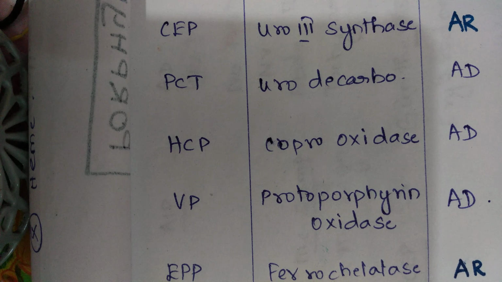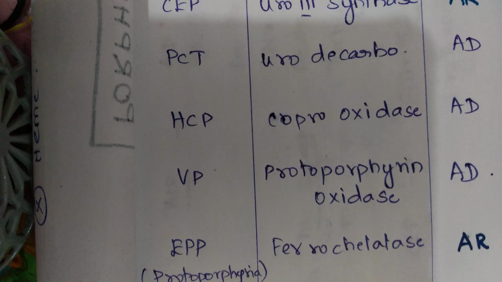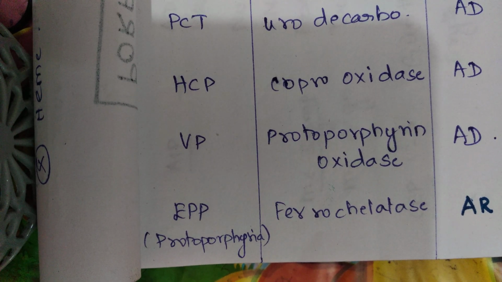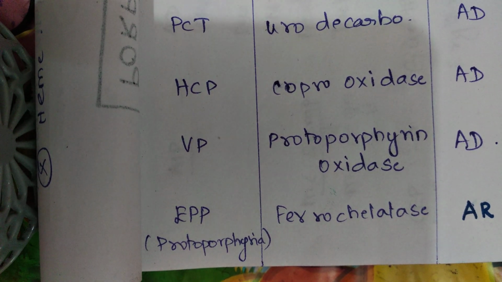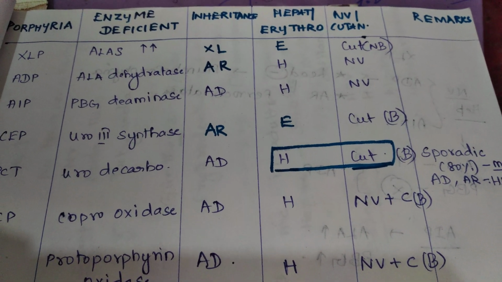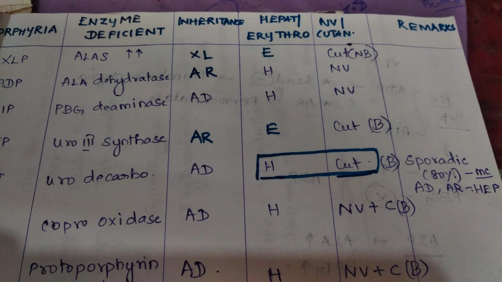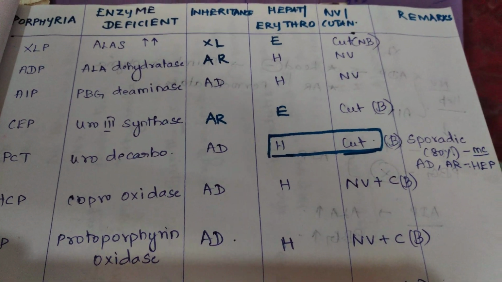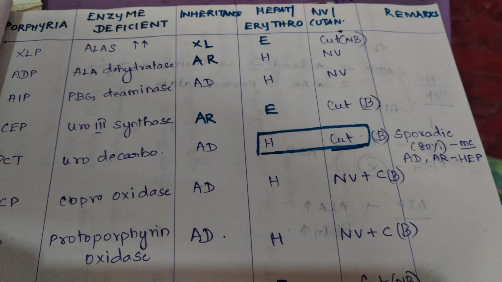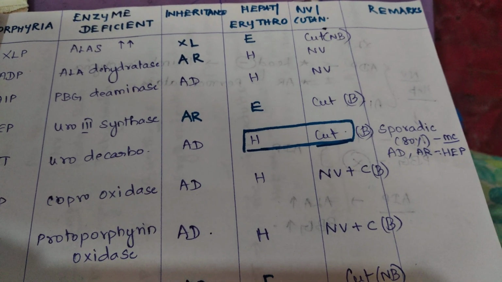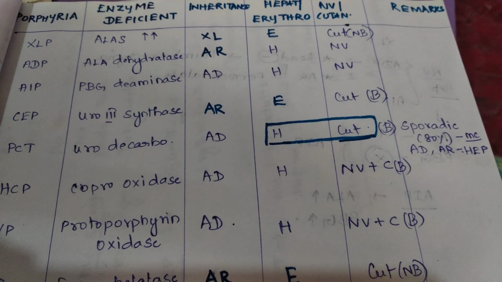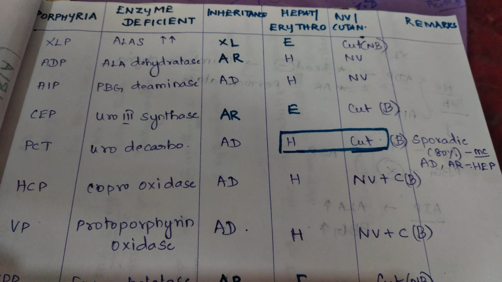Next, we have variegate porphyria. Here the enzyme which is deficient is protoporphyrinogen oxidase. And last, we have erythropoietic protoporphyria. Here the enzyme which is deficient is ferrochelatase. Next, we'll discuss the inheritance pattern in these porphyrias. For this, we have to know one factor: whether these porphyrias are hepatic or erythropoietic porphyrias. If they are erythropoietic porphyrias, then the inheritance pattern is autosomal recessive. For example, let's take a look.